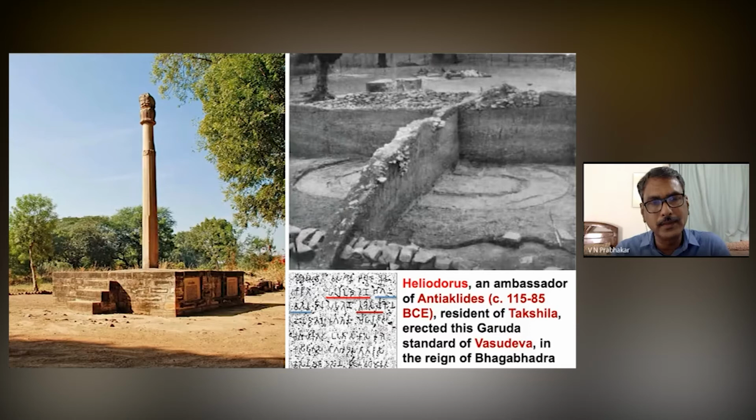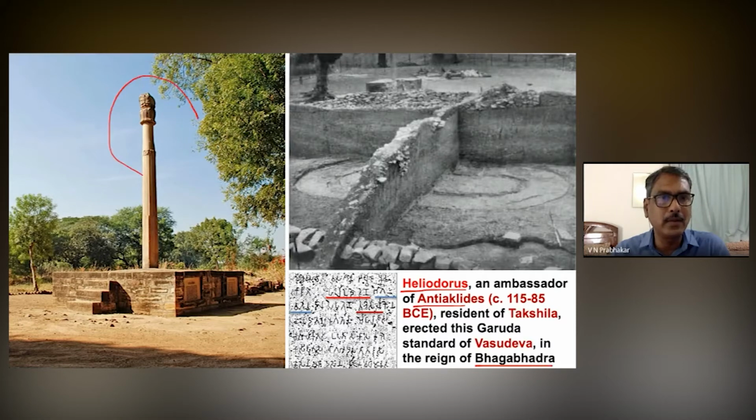This is the pillar near Vidisha. It is known as Besnagar, where a person known as Heliodorus, an ambassador of Antiochus, the Indo-Greek king in the 2nd century BC, visited this place. He visited the local ruler known as Bhagabhadra, acting as an ambassador from the Indo-Greek king, and he caused this pillar to be erected.